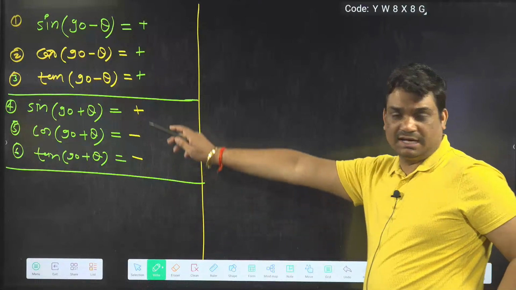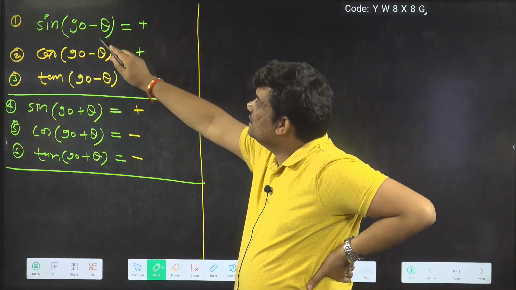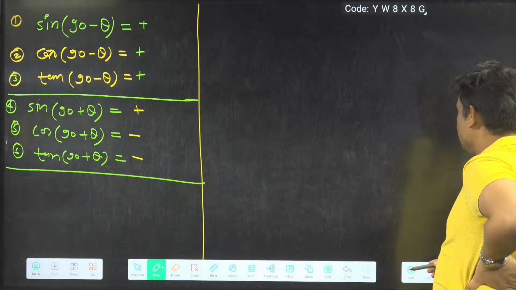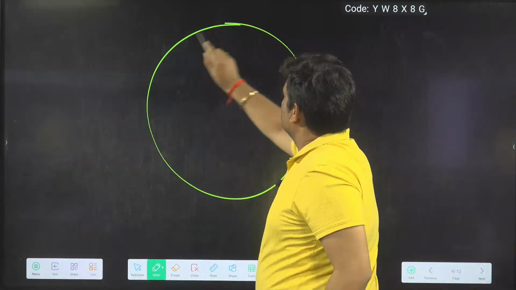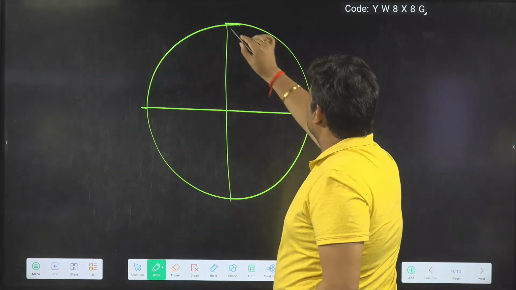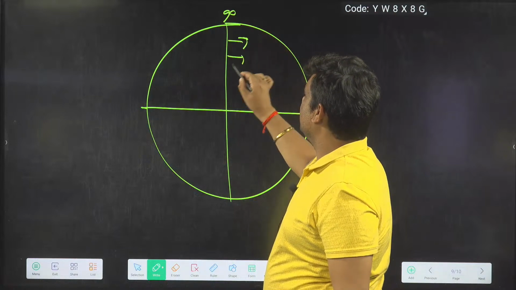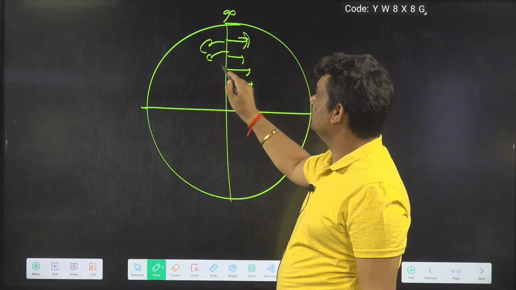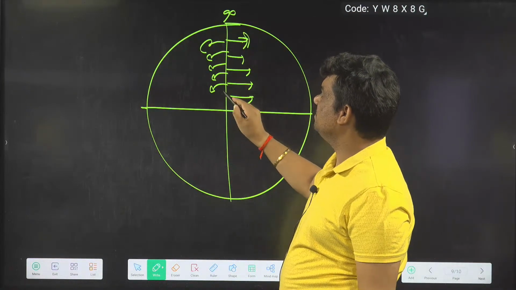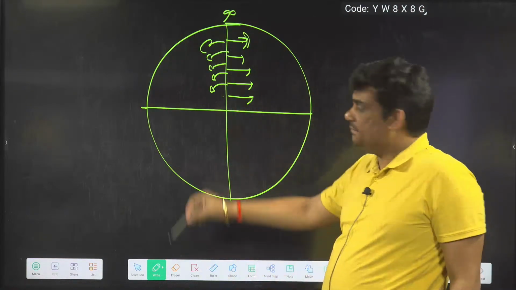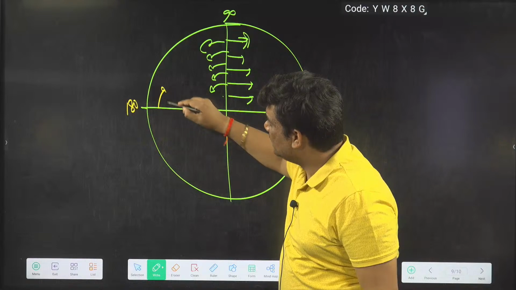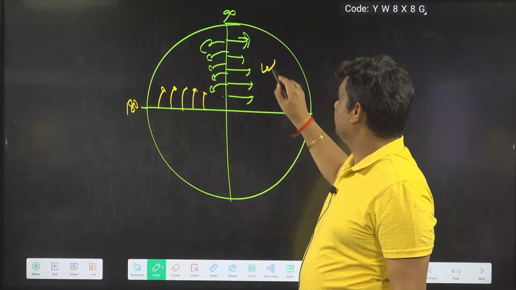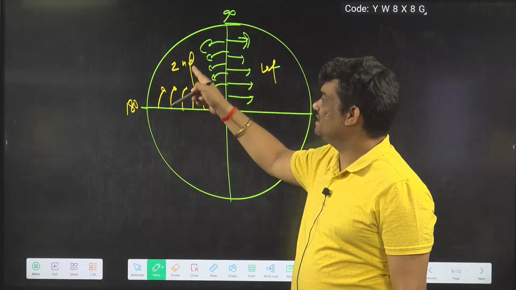Once again, these 1, 2, 3: 90 minus means which quadrant? 90 minus means basically, this is the 90. 90 minus will come where? 90 minus will be in the first quadrant. 90 plus will be in the second quadrant. If I say 180 minus, which quadrant? 180 minus will be in the second quadrant.